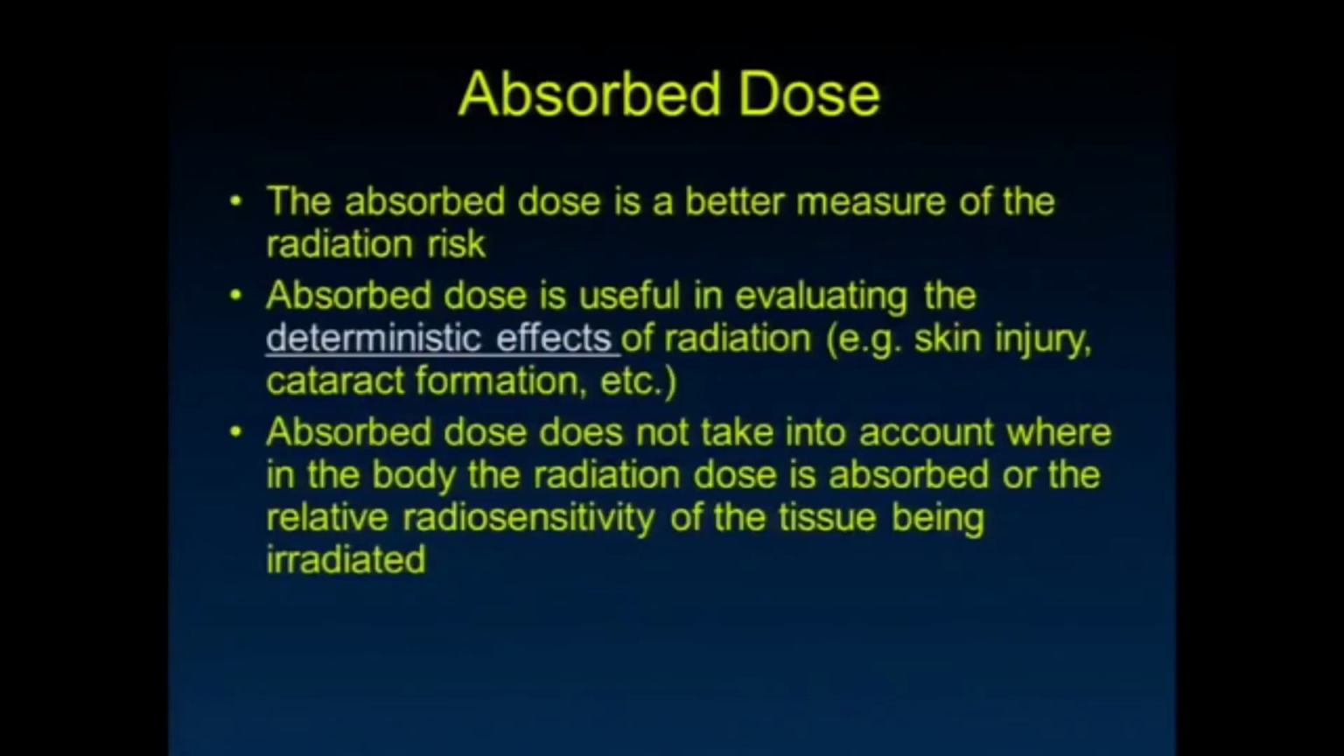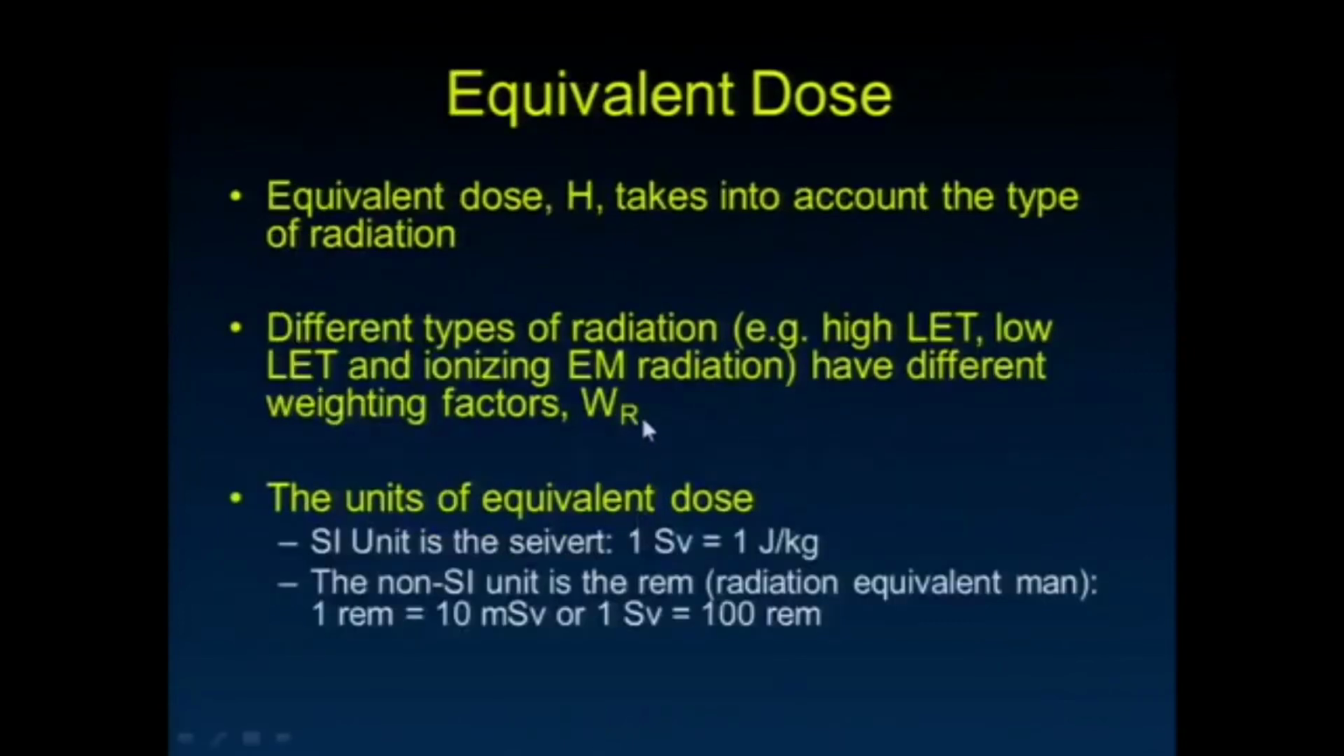So the absorbed dose is a little bit better measure of the radiation risk. It's really the most useful thing that we have in terms of evaluating those deterministic effects. I already mentioned skin injuries, cataract formation. It still doesn't take into account where that radiation is being absorbed or the radiation type, frankly.